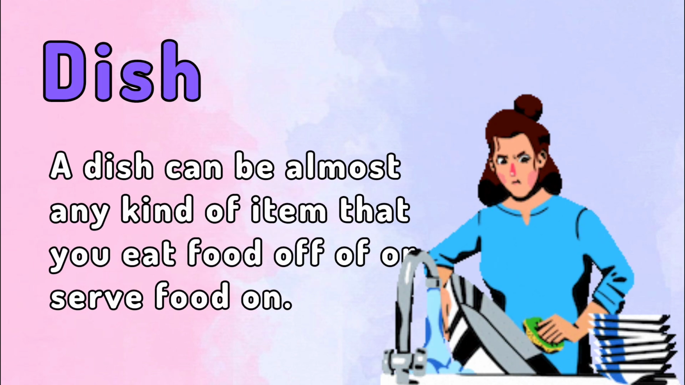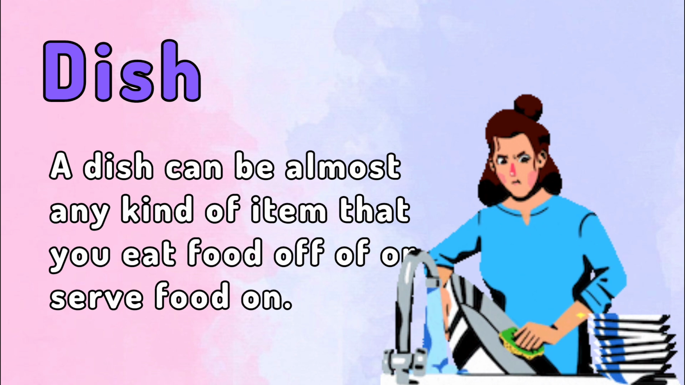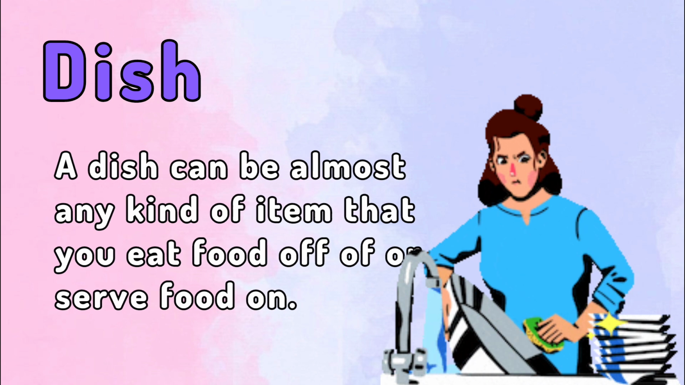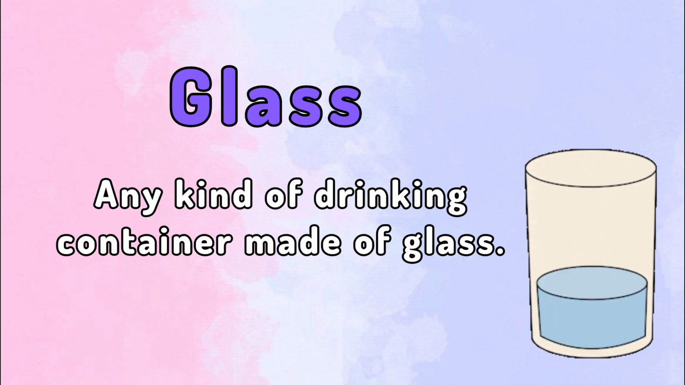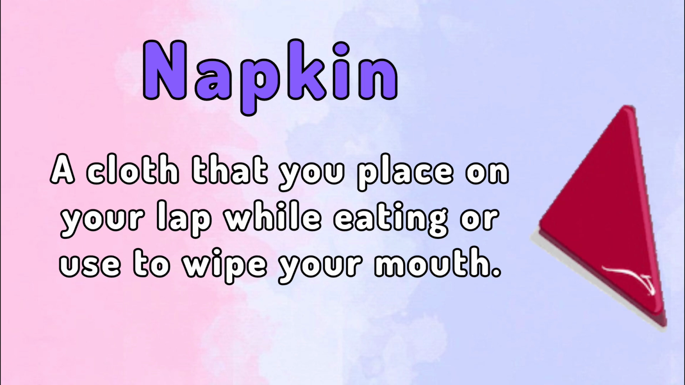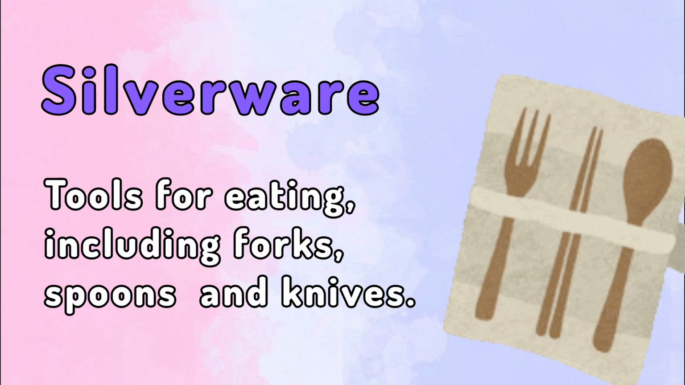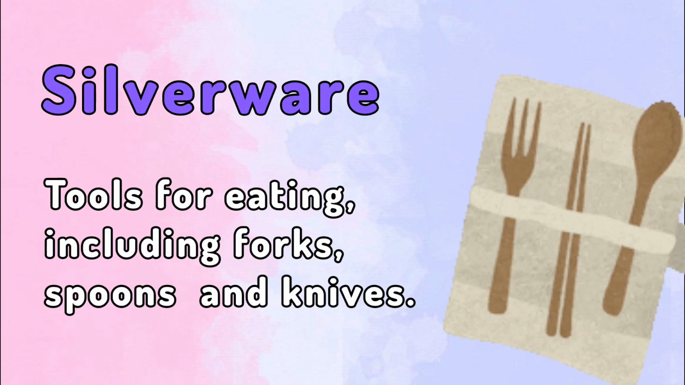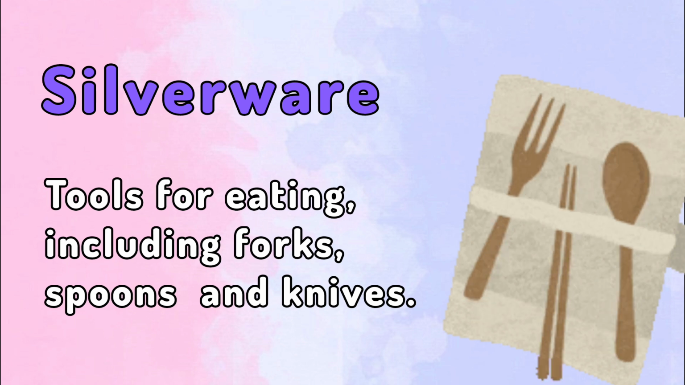Dish, a dish can be almost any kind of item that you eat food off of or serve food on. Glass, any kind of drinking container made of glass. Napkin, a cloth that you place on your lap while eating or use to wipe your mouth. Silverware, tools for eating, including forks, spoons, and knives.